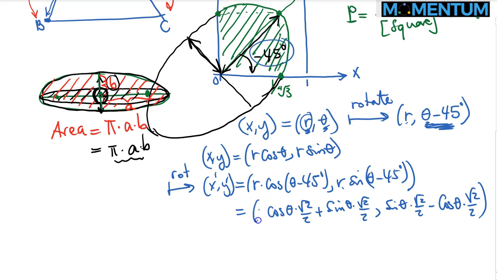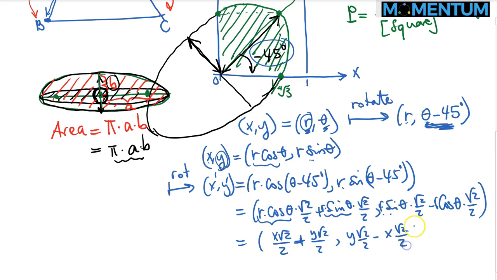Because, okay, I remember. Check this out. R times cosine theta by definition is just the point x. So that's just x root 2 over 2 plus, and similarly, r sine theta is just y by definition. So that's just y root 2 over 2, comma. And then we have r sine theta again. This is just y root 2 over 2. And then minus x root 2 over 2. Whew. Okay, so that's it.